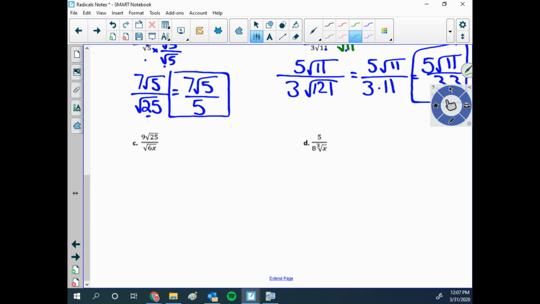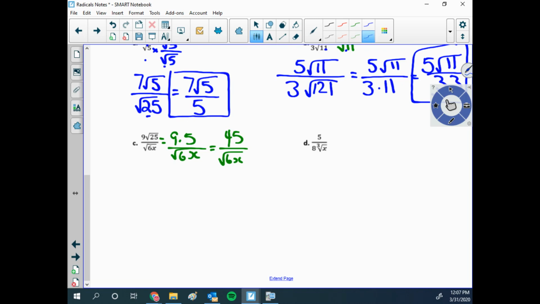If you originally look at this, hopefully you can recognize that I can actually simplify this right here. The square root of 25 is just 5, right? So this is really 9 times 5 over the square root of 6x, which if I keep simplifying is 9 times 5, which is 45, over the square root of 6x. Whether you do that now or at the end, you should get the same answer.